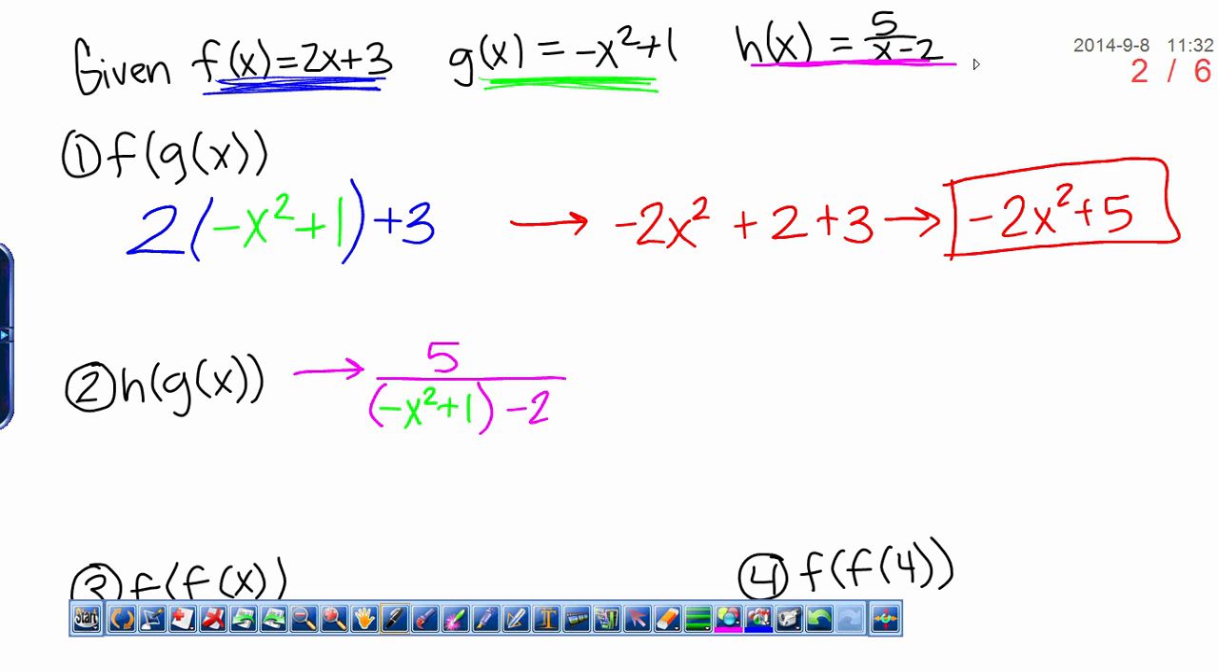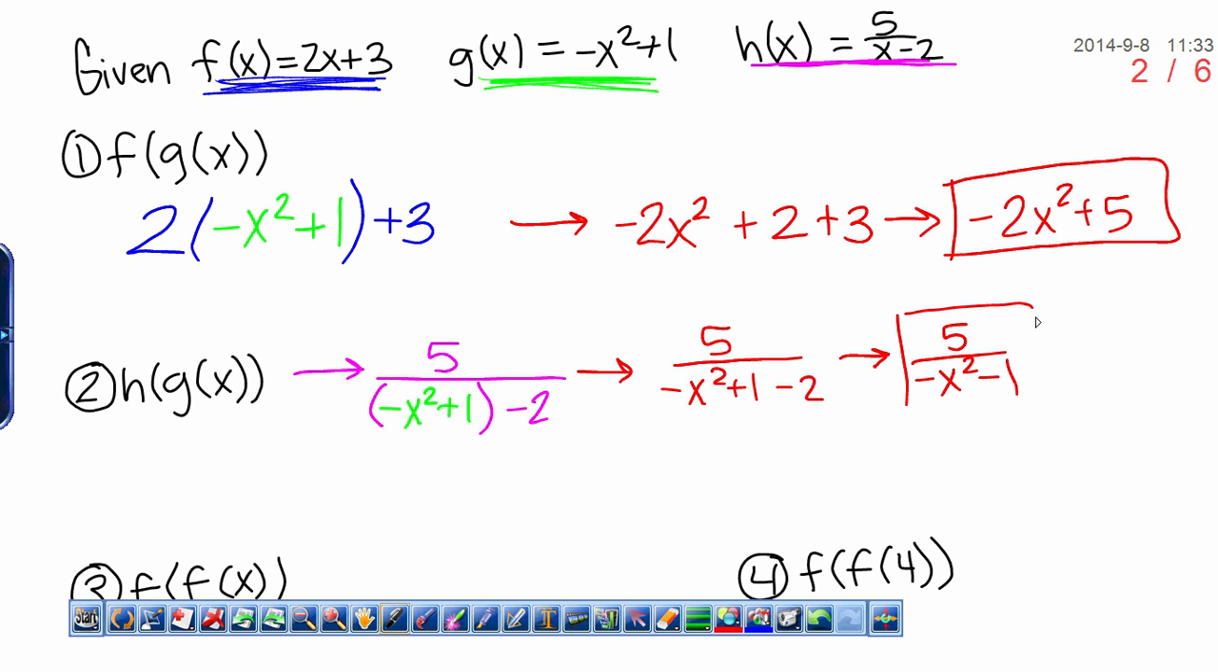Okay, now what do we do? Simplify. So this is 5 over negative x squared plus 1 minus 2, which is going to give us 5 over negative x squared minus 1. Questions on that? Just simplifying to negative 5 over x squared plus 1. Yes, that would be equivalent.